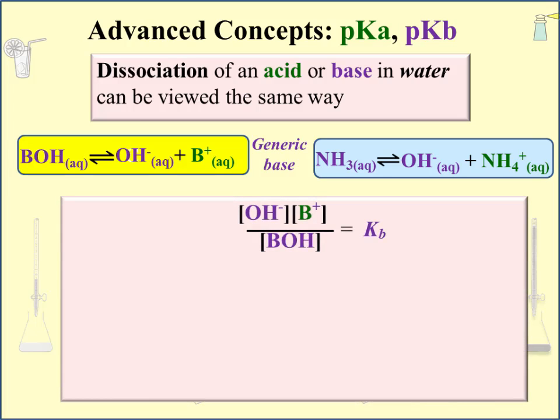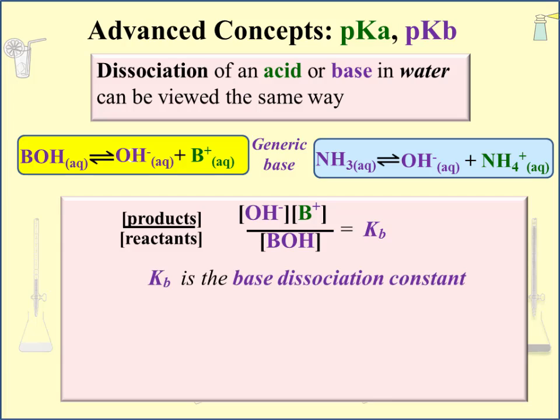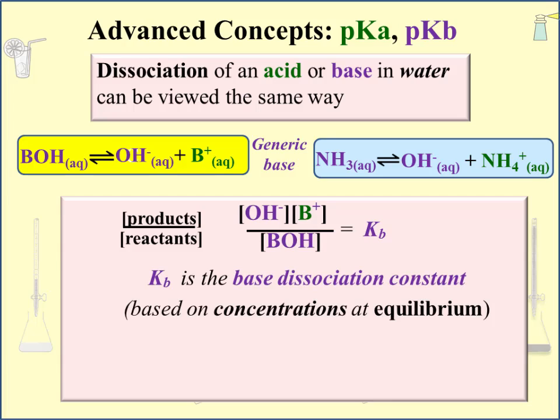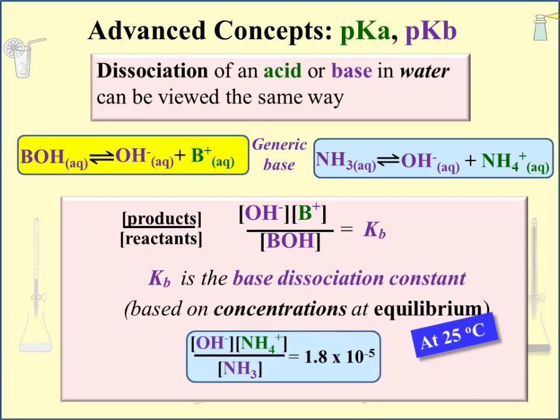Like the acid, we can take the concentration of the components of the dissociation of the generic base at equilibrium and place the concentration of the products over the concentration of the reactants and get a constant. For bases, it is Kb, the base dissociation constant. It only holds when the concentrations are at equilibrium. For the weak base, ammonia, the ratio of concentrations comes to 1.8 times 10 to the negative 5. That holds when the solution is at 25 degrees Celsius.